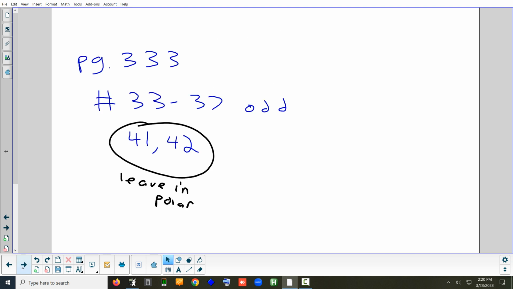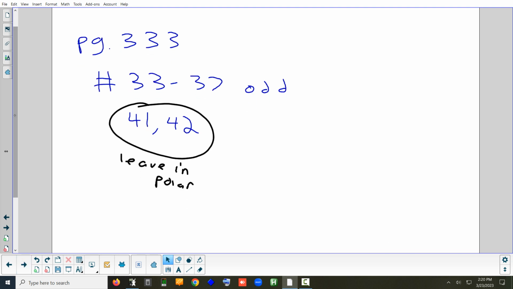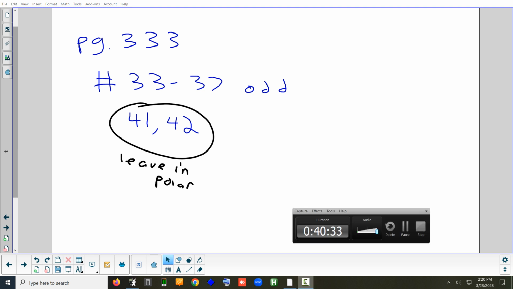Okay. So on page 333, the homework is 33 to 37 odd, and 41 and 42. For 41 and 42, they say something in the book, I think, about changing it. You can just leave the answer for 41 and 42 in polar, so you don't have to change it. And let me pause and I'll put up a list of topics that are on the test.